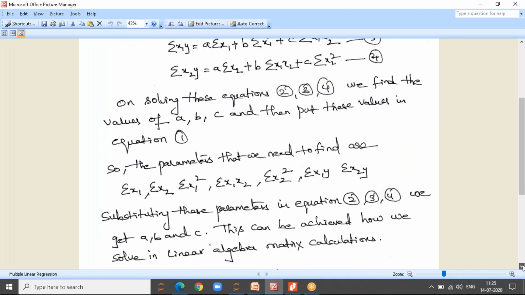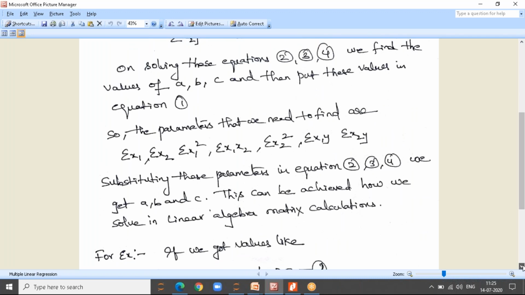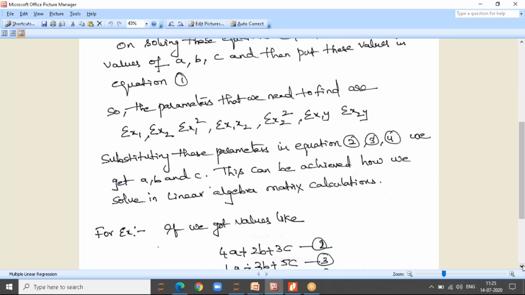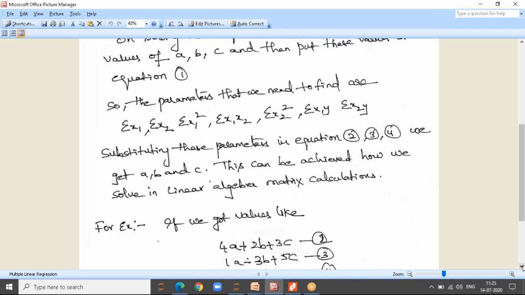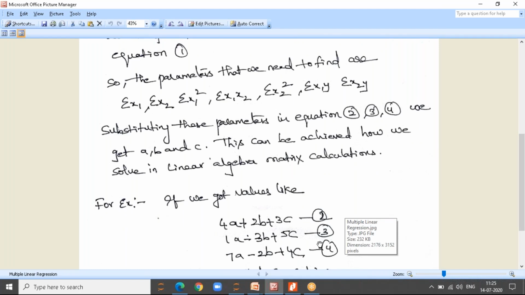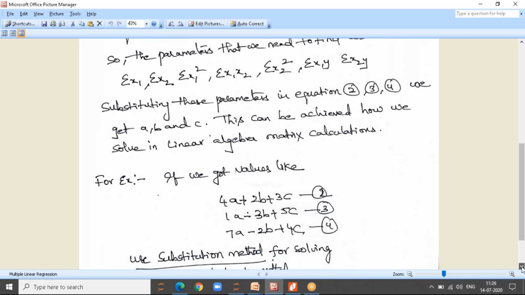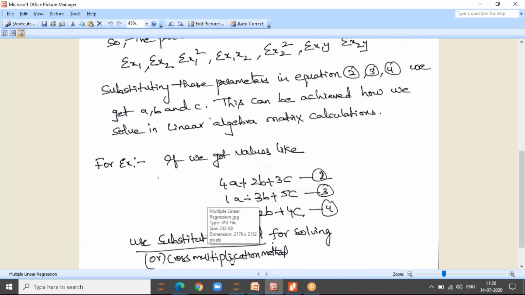For example, if you are familiar with linear algebra and matrix calculations, finding a, b, c is just like this. I have taken one example for solving this. Say after evaluating sigma x1, x2, sigma x1 square, I got values like this. I just substituted like this, and I am naming it this way. You can use the substitution method or the cross matrix multiplication method. In the same manner, we can solve for a, b, c. So it is very simple to find out.